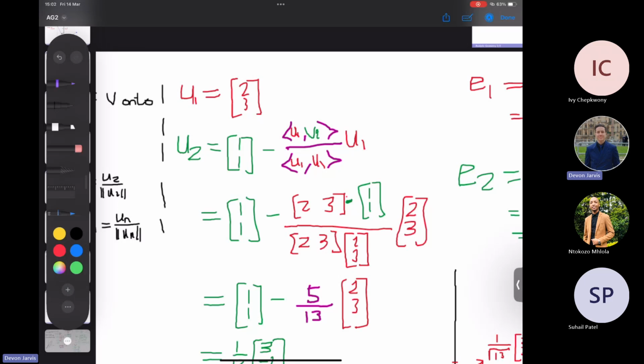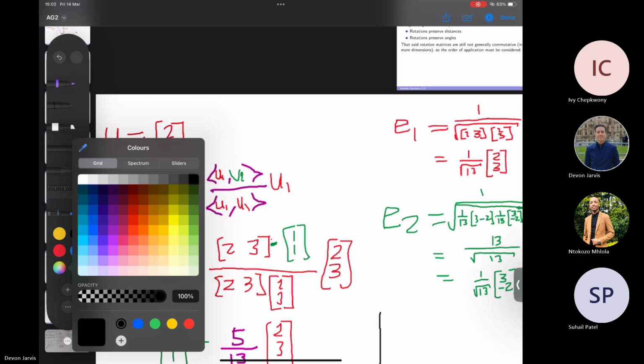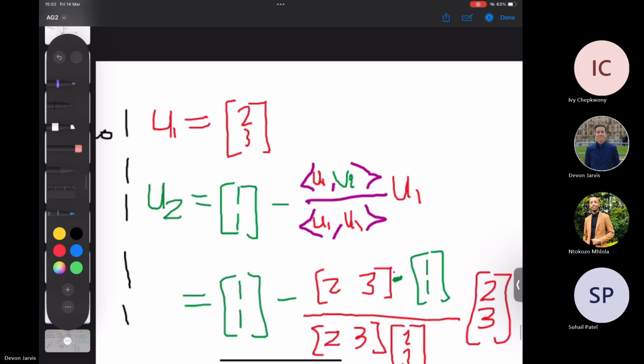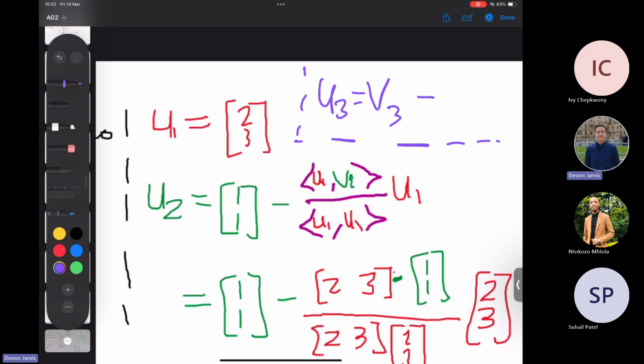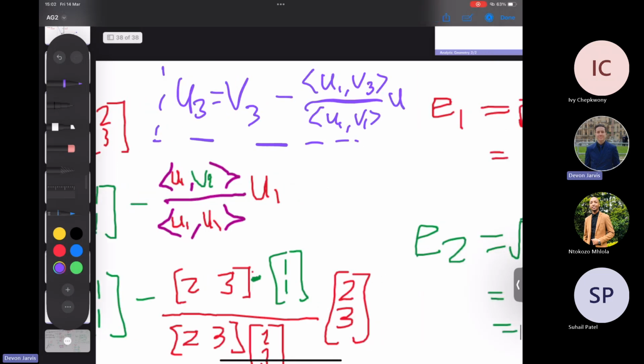Okay, so let's say we're doing a U3 thing. I'll just write out the equation here. So hypothetically, U3 would be equal to V3 minus the inner product of U1, V3 times U1, minus the inner product of U2, V3 times U2.